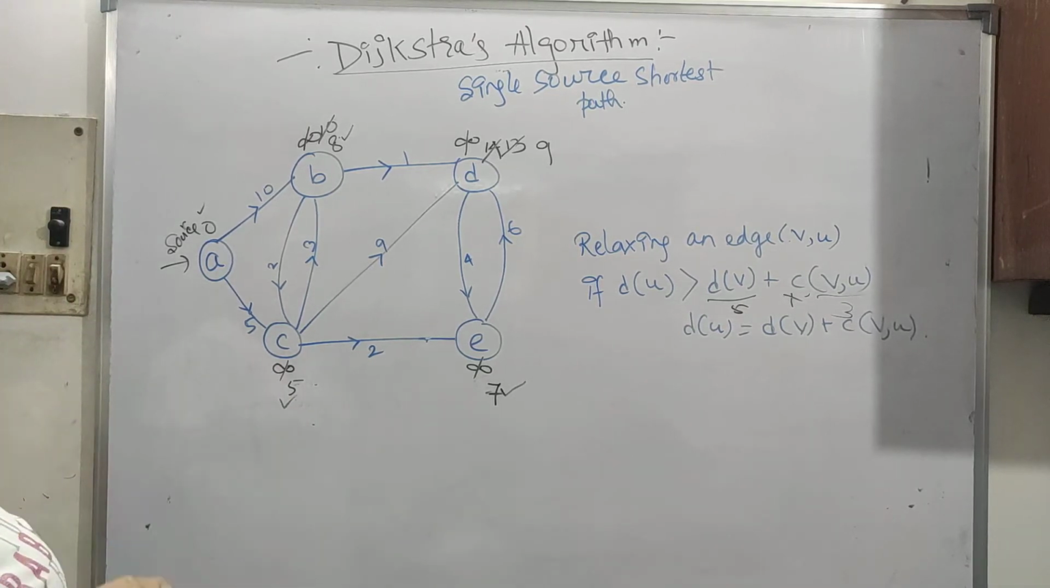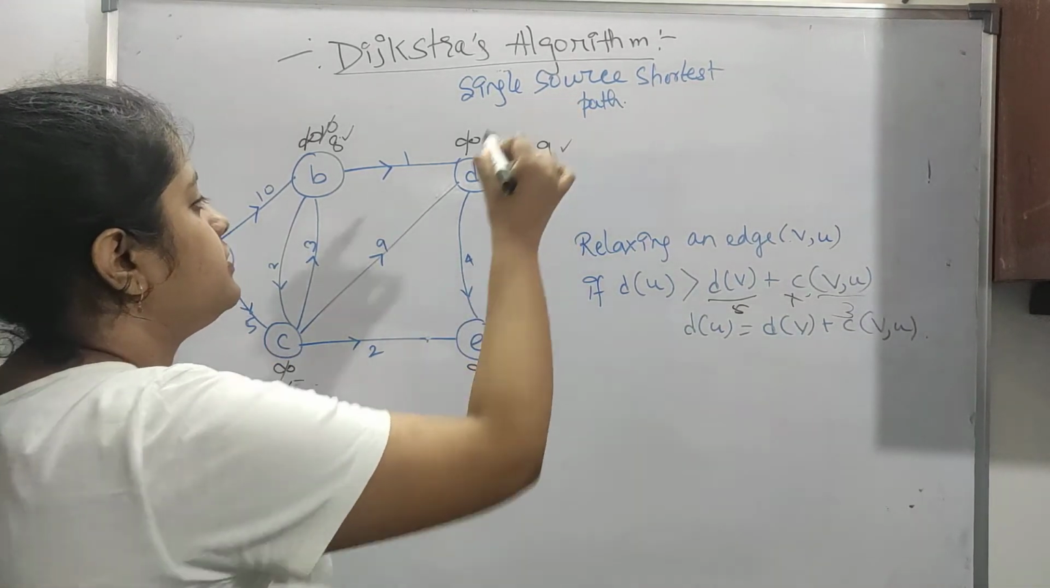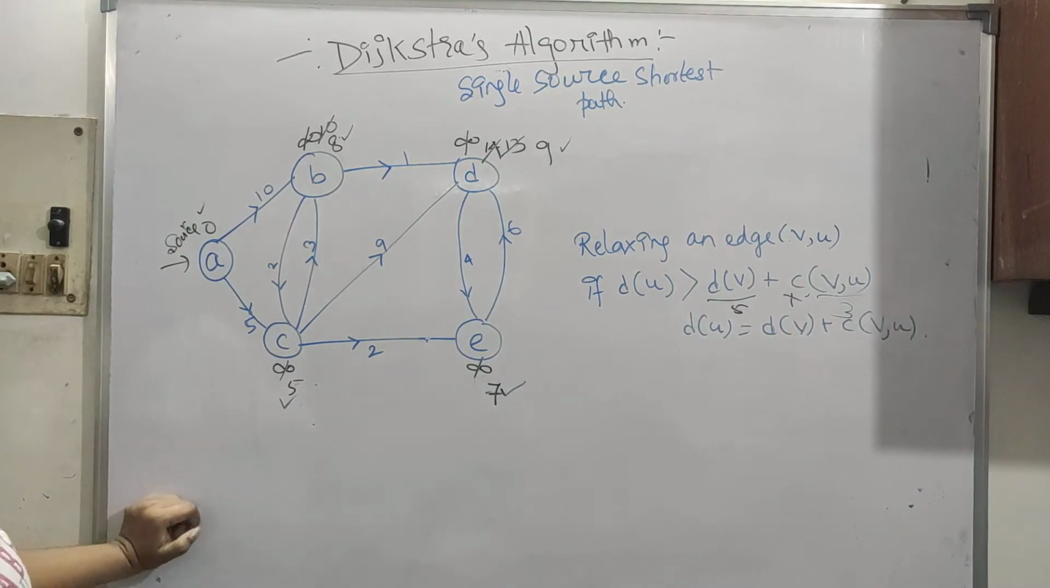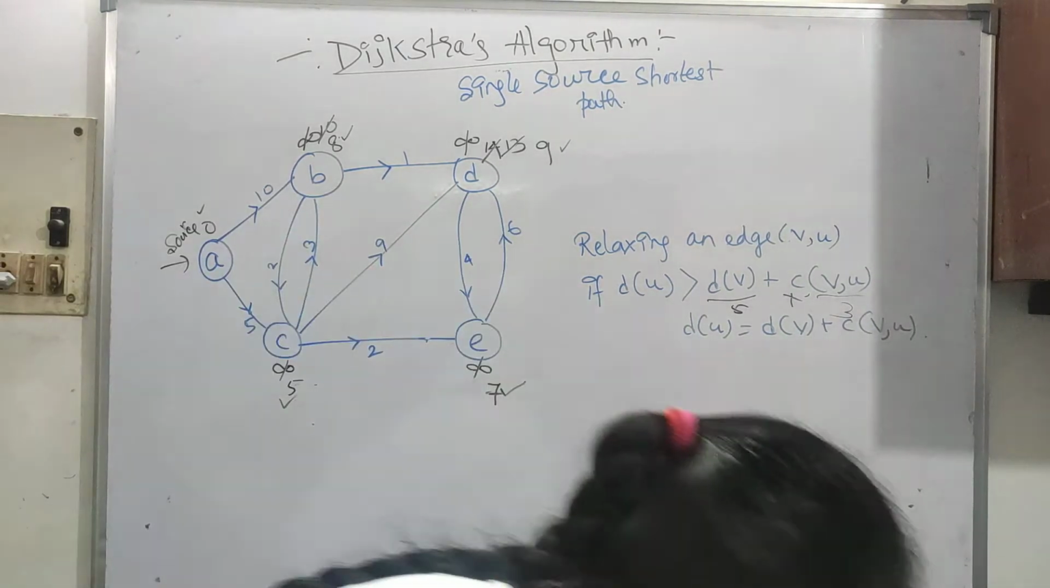So this is our path. Finally, 9 is our path. Let me check if it is correct or not. Where is it?